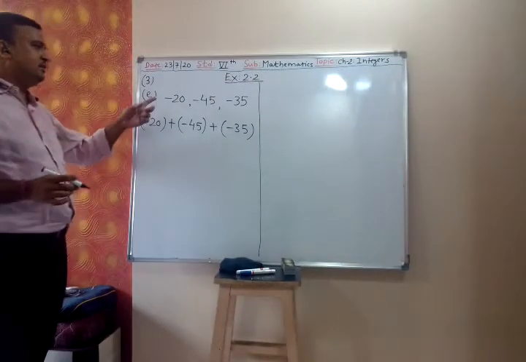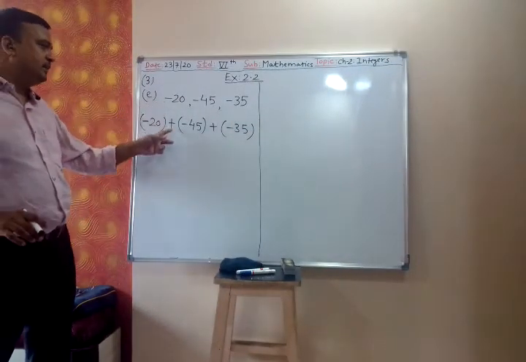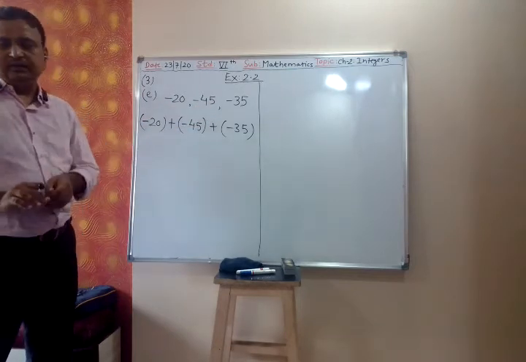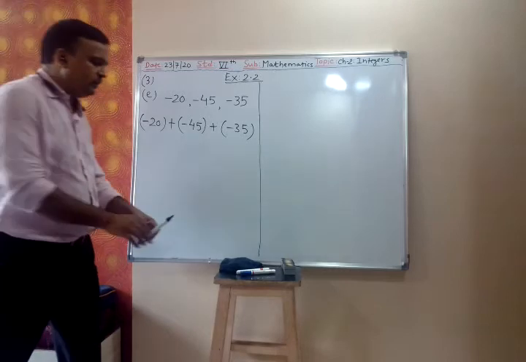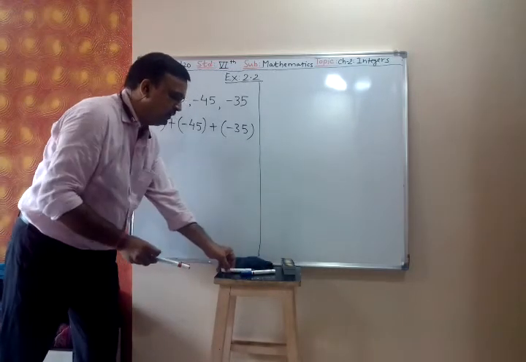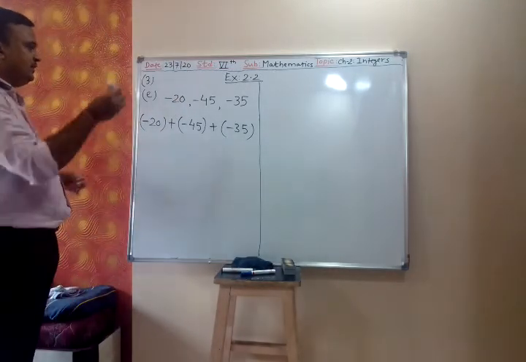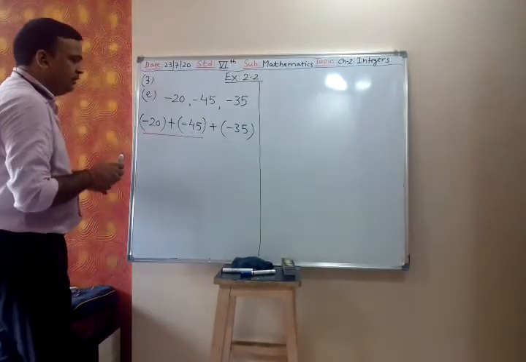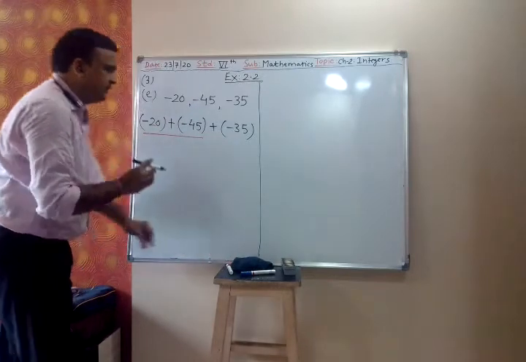We have to add all the three numbers: minus 20 plus minus 45 plus minus 35. Add the following numbers means you have to write a plus sign between them. Now let us simplify the first two first: minus 20 and minus 45.